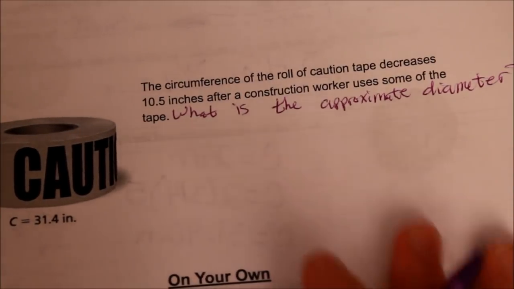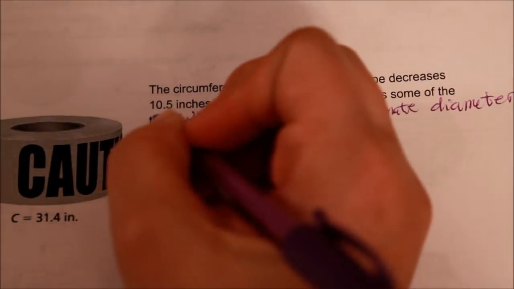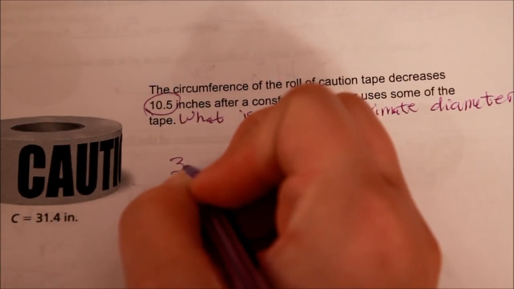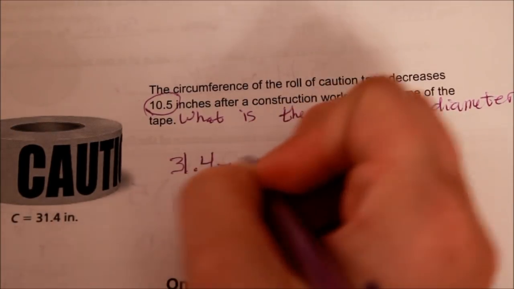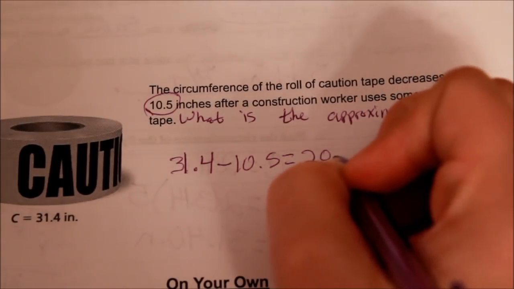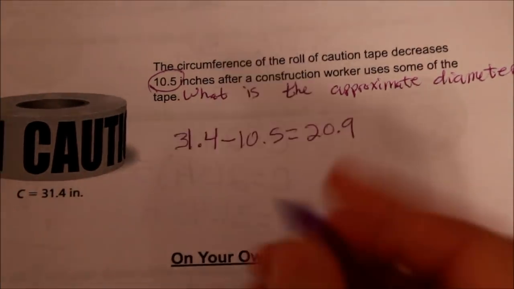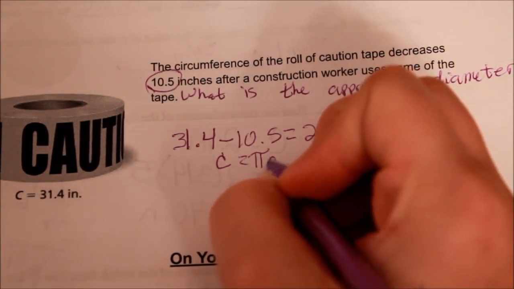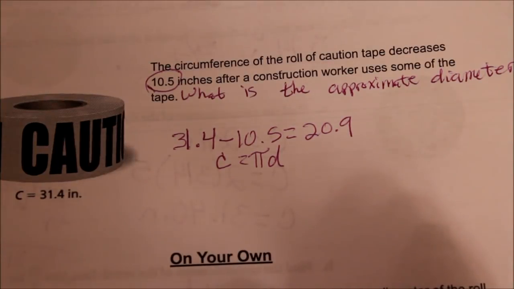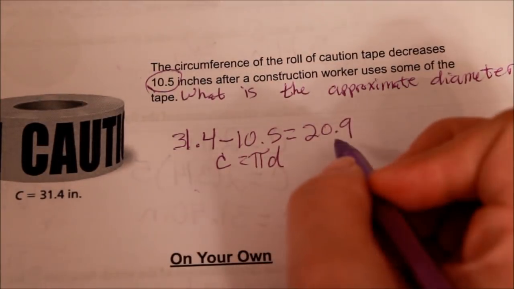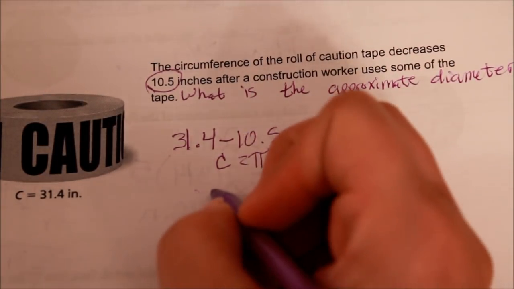Well, first we have to figure out what the circumference would be after it decreases those 10.5 inches. So we're going to do 31.4 minus 10.5, and we should get 20.9. So now we're going to use the equation C equals pi times diameter. I'm going to use 3.14 for pi, and then I'm going to use my 20.9 for my circumference.